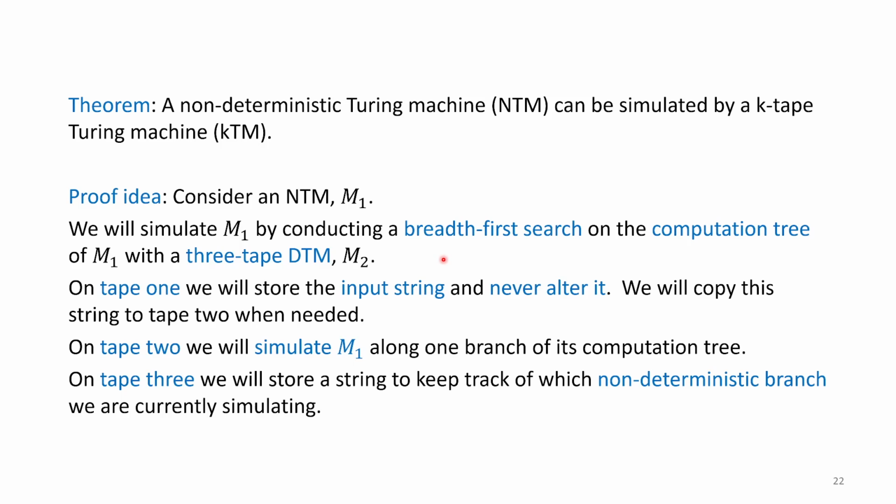And then on tape 3, we're going to keep track of which branch we're on, which of the non-deterministic branches we are currently simulating, and that's so that in our breadth first search we can remember which branch to be on, but also when we arrive at a non-deterministic choice for our machine M1, we cannot simulate a non-deterministic choice in M2 because M2 is deterministic, so it cannot simulate non-deterministic choices. So when we get to a non-deterministic choice, we're going to check tape 3 and see, okay, which branch are we on? If we were in that branch, what would the non-deterministic choice have been? And then we will carry that out.